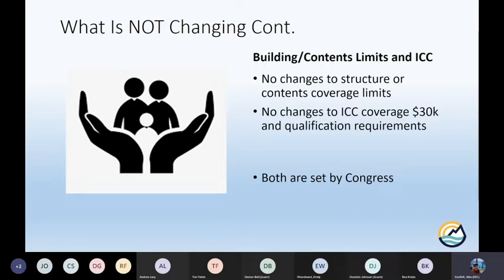ICC coverage is not changing. That's still going to be included on NFIP policies. Still going to be up to $30,000. Qualification requirements to get that money are not changing. So you still have to have insurance, be in the special flood hazard area, and be declared substantially damaged. The amount you're paying on your premium for ICC is changing. Instead of a $6 flat fee, it's going to be a percentage. But like I said, no change in the amount of coverage or how to get that ICC funding. Again, set by Congress. FEMA can't take that action unless Congress gives them that authority.